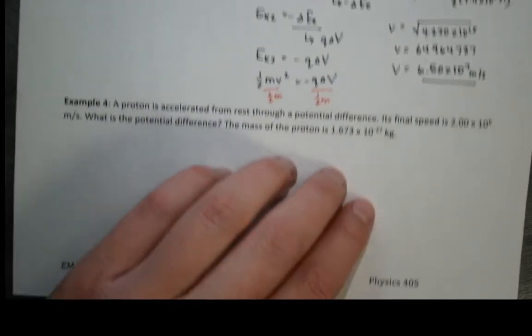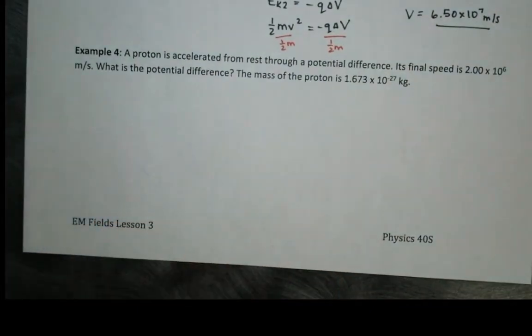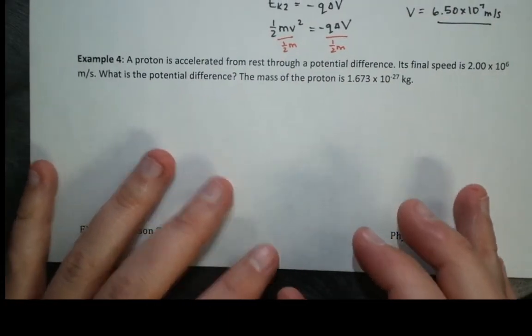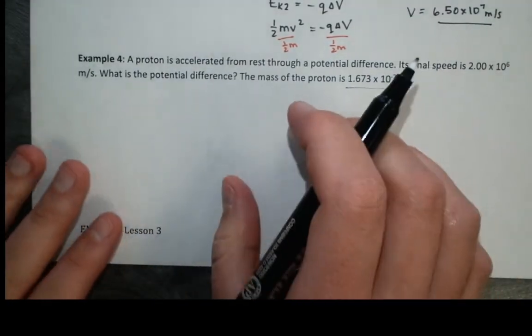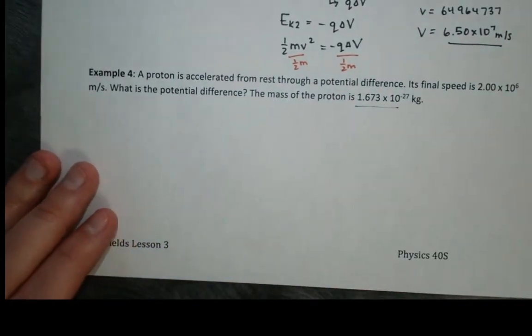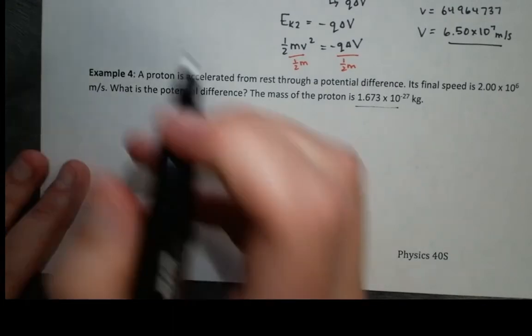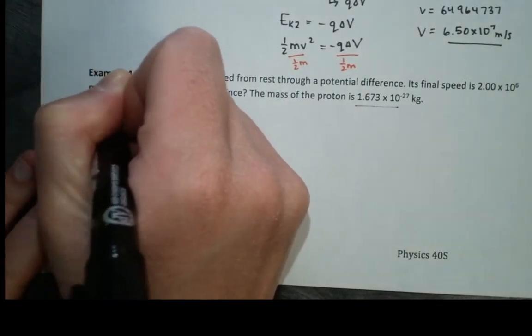I believe this is the last example. We have a proton this time accelerated from rest through a potential difference. Its final speed is 2 times 10 to the power of 6 meters per second. What is the potential difference if the mass of the proton is 1.673 times 10 to the negative 27? Again, this will be on your daily task key if it's not on your formula sheet. Okay, so this time we're looking for the potential difference.